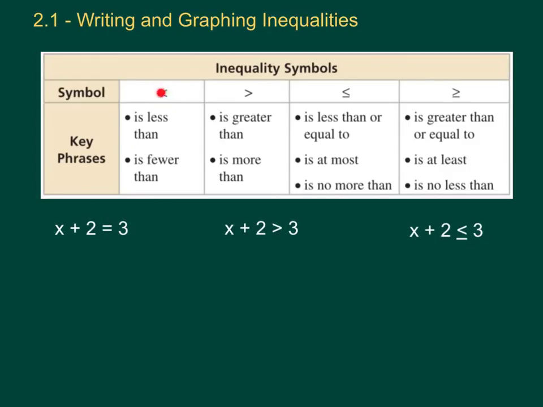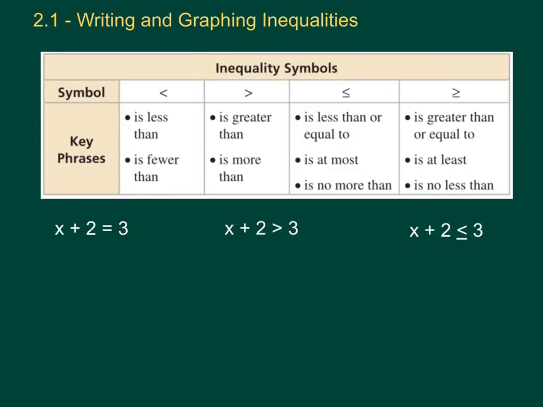We have the less than symbol, the greater than symbol, the less than or equal to symbol, or the greater than or equal to symbol. Each of these symbols means something different, and a lot of times there are key phrases. In real life conversation, we may say it another way. For less than, we might say fewer than, and instead of greater than, we'd say more than. Less than or equal to could also be said as at most, or no more than. And greater than or equal to, we could say at least, or no less than.